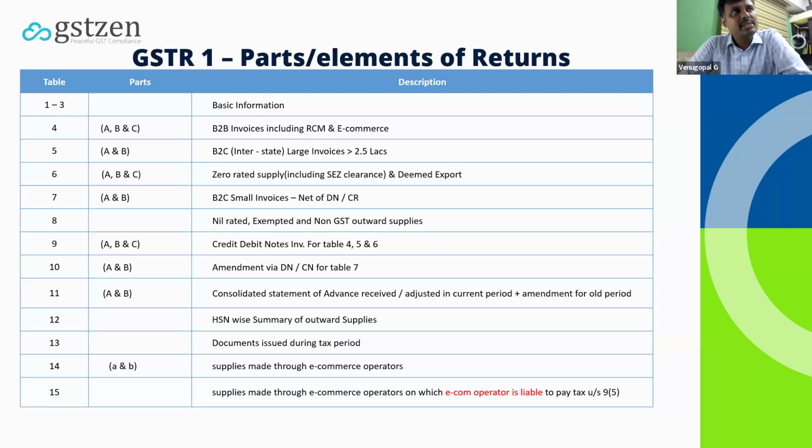14 and 15 are the new tables, and I'm seeing many people are not reporting in them. Table 14 is applicable to suppliers who are making supplies through an e-commerce operator. So for each e-commerce operator, they would need to report in table 14. While table 15 is the supplies made through an e-commerce operator on which the e-commerce operator is liable to pay tax. So it's 9(5). Table 14 is where the e-commerce operator is doing the TCS, and table 15 is 9(5) supplies. Swiggy, Zomato, everyone.